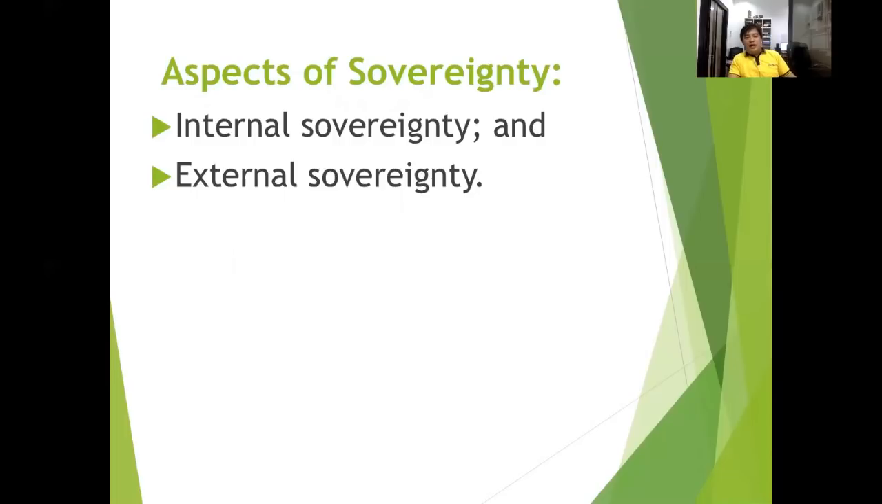External sovereignty, on the other hand, is the independence of the state from control of other states. Hindi tayo dapat kontrolado ng ibang estado. That is external sovereignty. So I repeat, what is internal sovereignty? Yung kakayahan ng government na gawin lahat ang gusto niyang gawin within its territory. External sovereignty, yan ay yung kalayaan natin na huwag makialam ang ibang bansa. Because we have the sovereignty or we have the freedom.